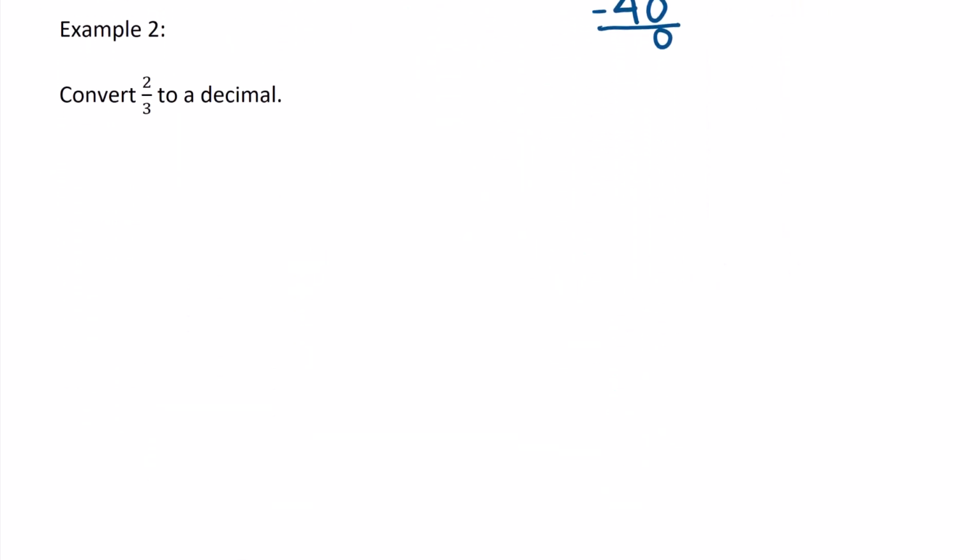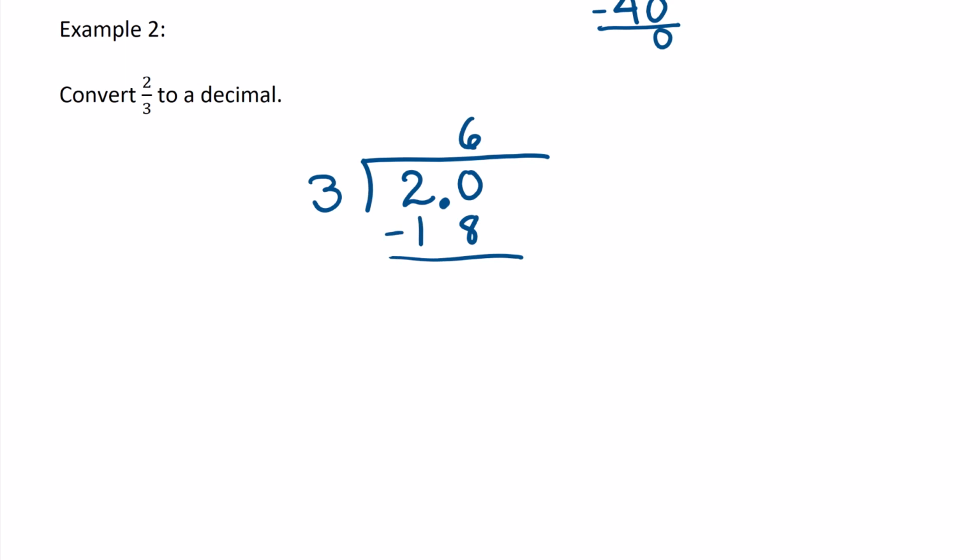Now let's take a look at example 2. We are asked to convert 2/3 to a decimal. So the numerator is my dividend. The 3, or denominator, is my divisor. And since 3 does not go into 2, we need to introduce a decimal and another 0. So now 3 does go into 20 6 times. 3 times 6 is 18. If we subtract 18 from 20, we get a remainder of 2.